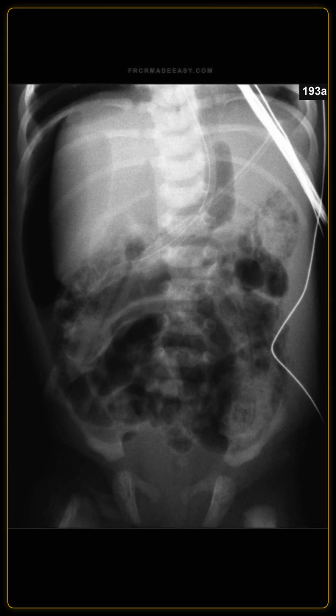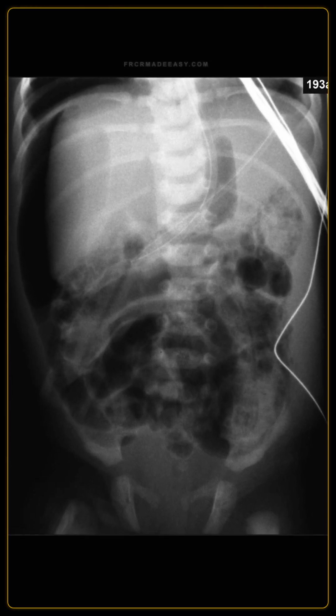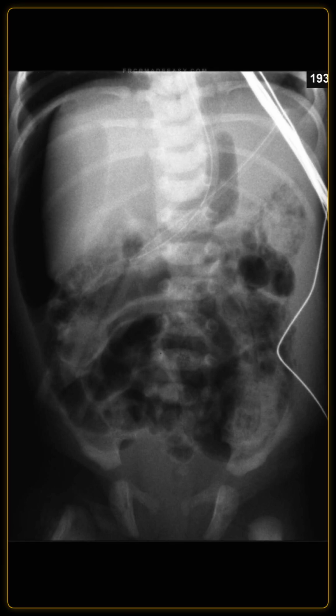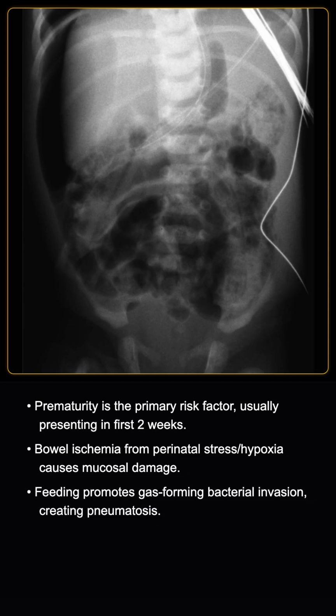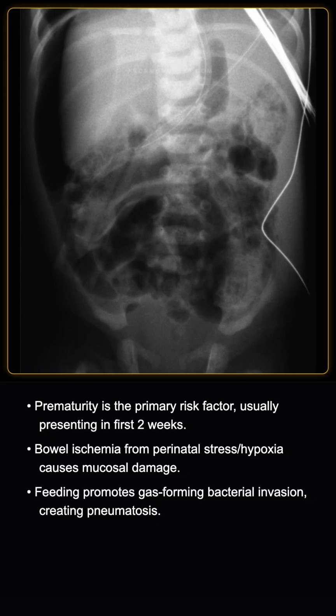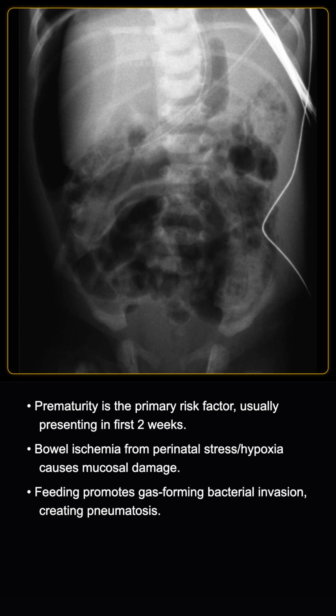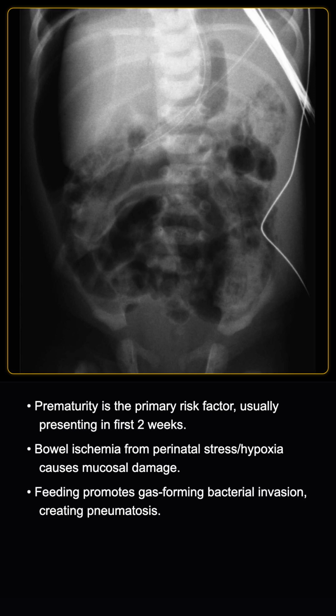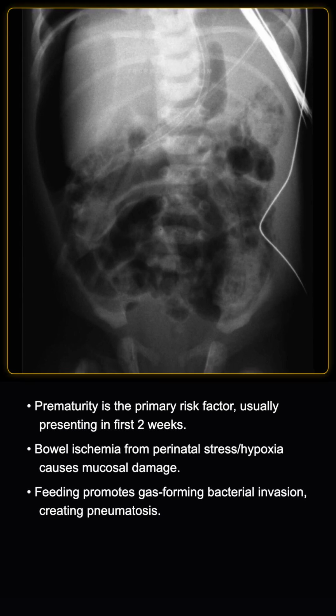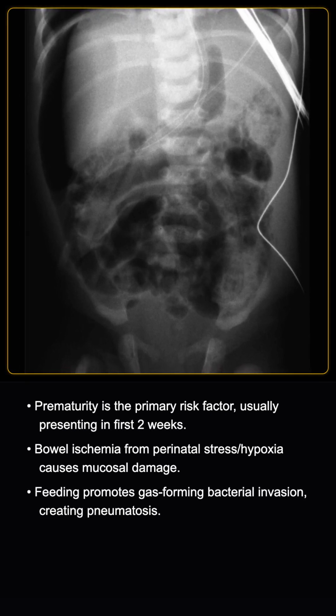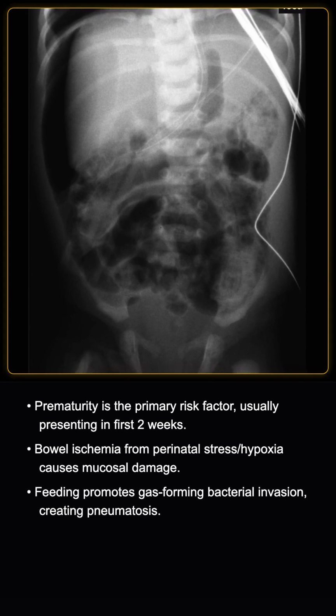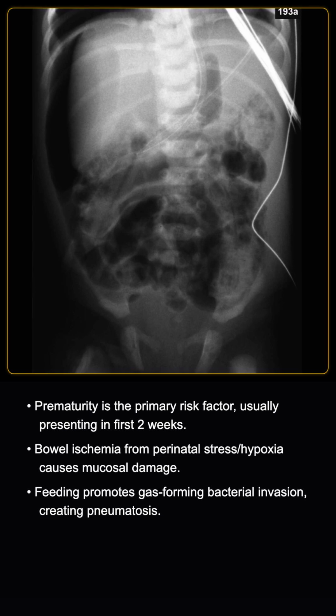What are the key pathophysiology steps in necrotizing enterocolitis, and what are its primary risk factors? The primary risk factor is prematurity, which accounts for 80% of cases, typically presenting in the first 2 weeks of life. The pathophysiology is multifactorial, initiated by mucosal injury from perinatal stress, hypoxia or hypotension, which triggers bowel ischemia.